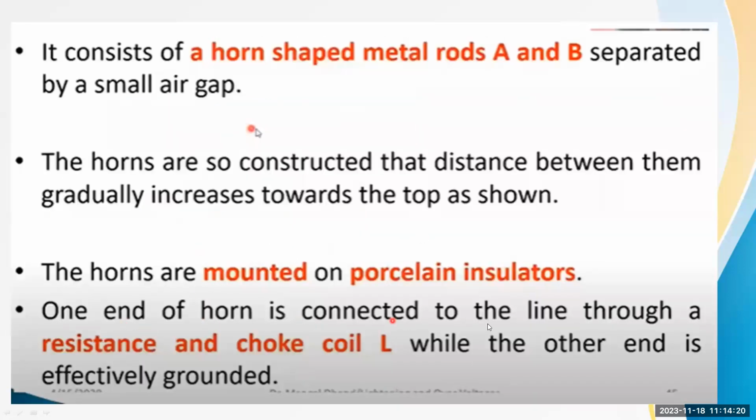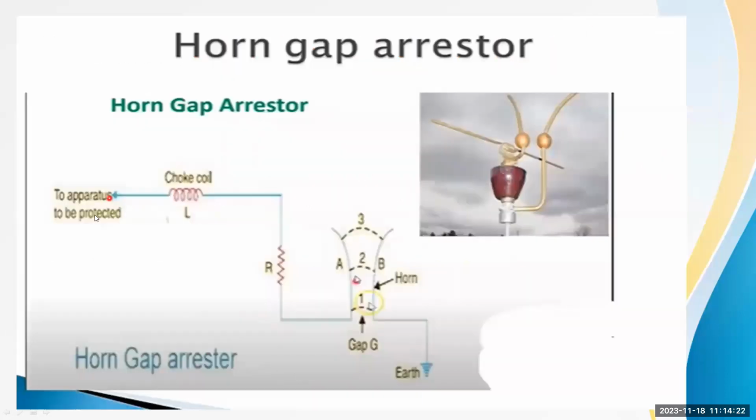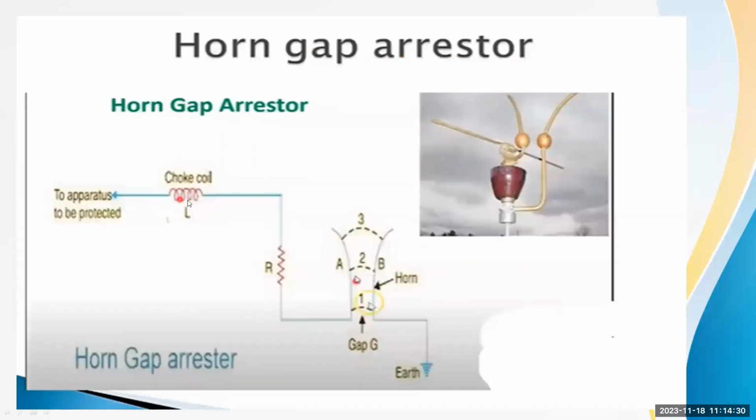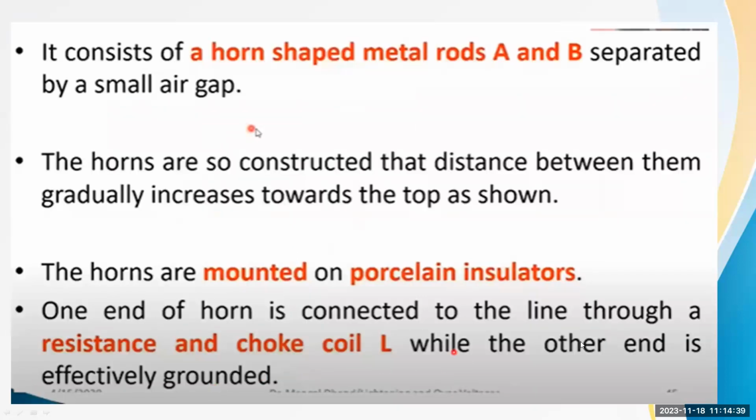One end of the horn is connected to the line, through a resistance and choke coil, to the electrical apparatus, and the other end is effectively grounded. So one arm is connected through a resistor and choke coil to the apparatus, and the other is connected to the ground like this.